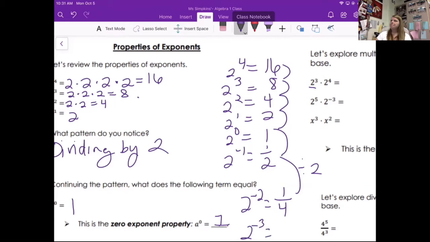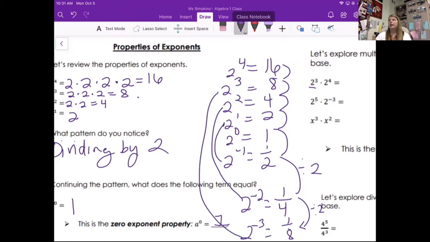Close. 1/8 divided by 2. I want you to notice something. 2 to the 3rd is 8. 2 to the negative 3rd is 1/8. 2 squared is 4. 2 to the negative 2 is 1/4. 2 to the 1st was 2. 2 to the negative 1 is 1/2. So all you're doing is you're taking that positive exponent and you are turning it into the reciprocal.